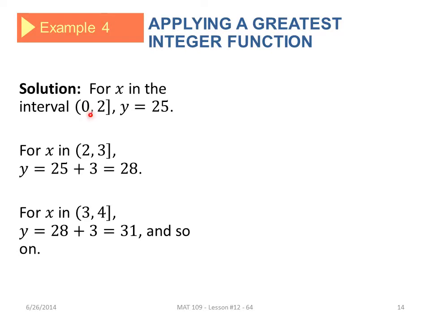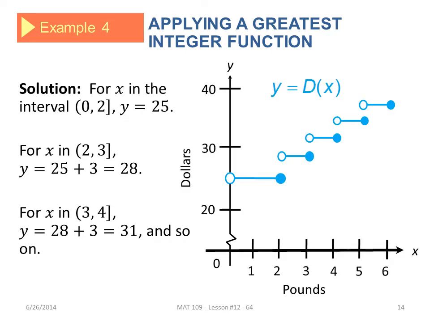Okay, if we're in the interval 0 to 2, that's the first one. For anything 2 pounds or less, we have $25. As soon as we step up anything above 2, we bump the rate up by 3. So it's 25 plus 3, or we get $28. As soon as we get to 3, we bump it up another 3, so it's this 28 plus 3 more, or 31. And you can continue on. Every time your interval bumps up by 1 more pound, you bump the price by $3. If you graph that, it would look like this.